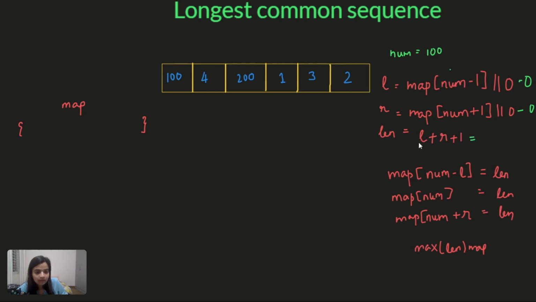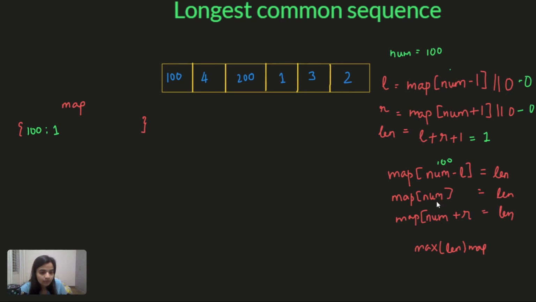And now len value will be left plus right plus 1. Left is 0, right is 0, and plus 1. So it becomes 1. Now for this part, num is currently 100. L is 0. So 100 minus 0 is 100. So map of 100 is len. Len is 1. So here are our keys. For key 100, map value 1 will be stored.